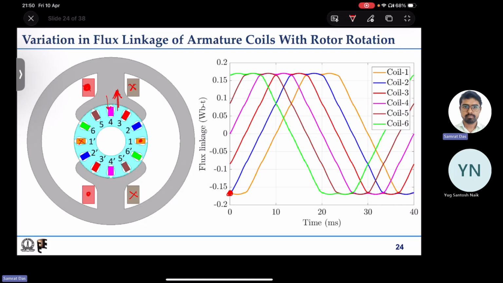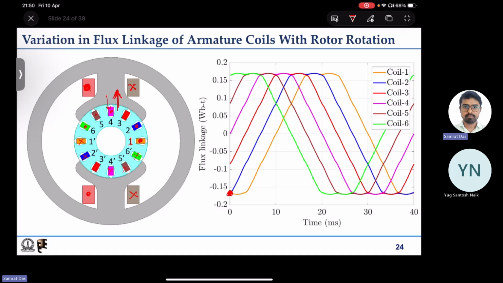So this is what we are looking at, different coils. If any number is indicated without the dashed mark, you consider it as a dot, like all these are dots, and if a number is indicated with the dashed mark, then that is basically a cross. So this is our reference for this case.